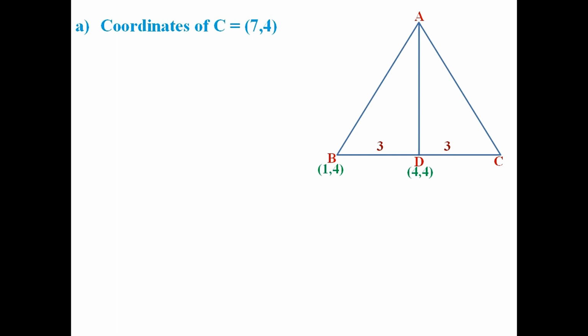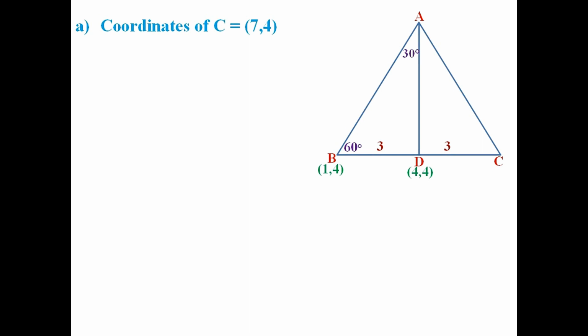Now ABC is an equilateral triangle, therefore angle B equals 60 degrees. Since D is the midpoint of BC, AD is perpendicular to BC and hence angle D equals 90 degrees, and therefore angle BAD equals 30 degrees.